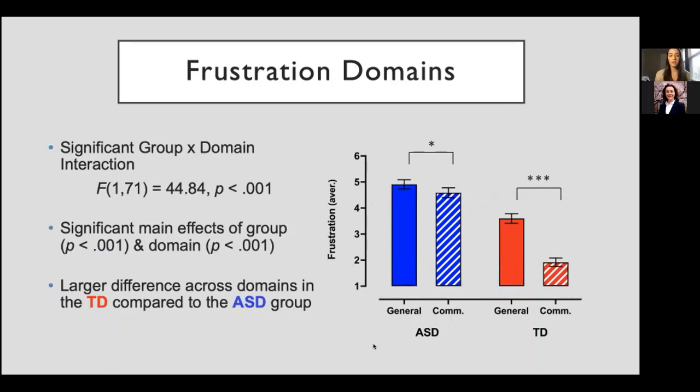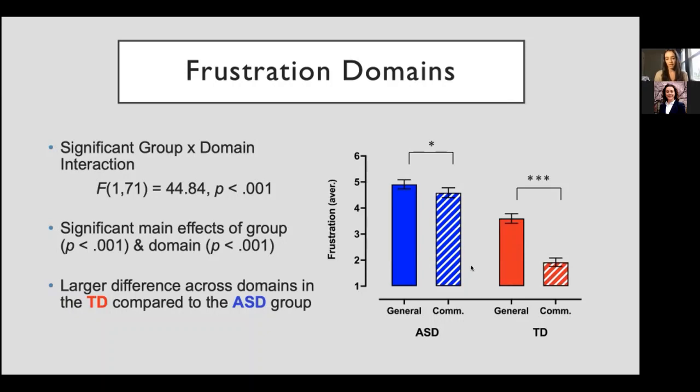To remind you, the frustration questionnaire items included items from an original measure that were looking at general frustration, as well as additional items that captured frustration in the context of communication. This graph shows the average scores and the standard error of the mean on the general frustration items from the Children's Behavior Questionnaire in the solid bars, and the new communication items in the striped bars.